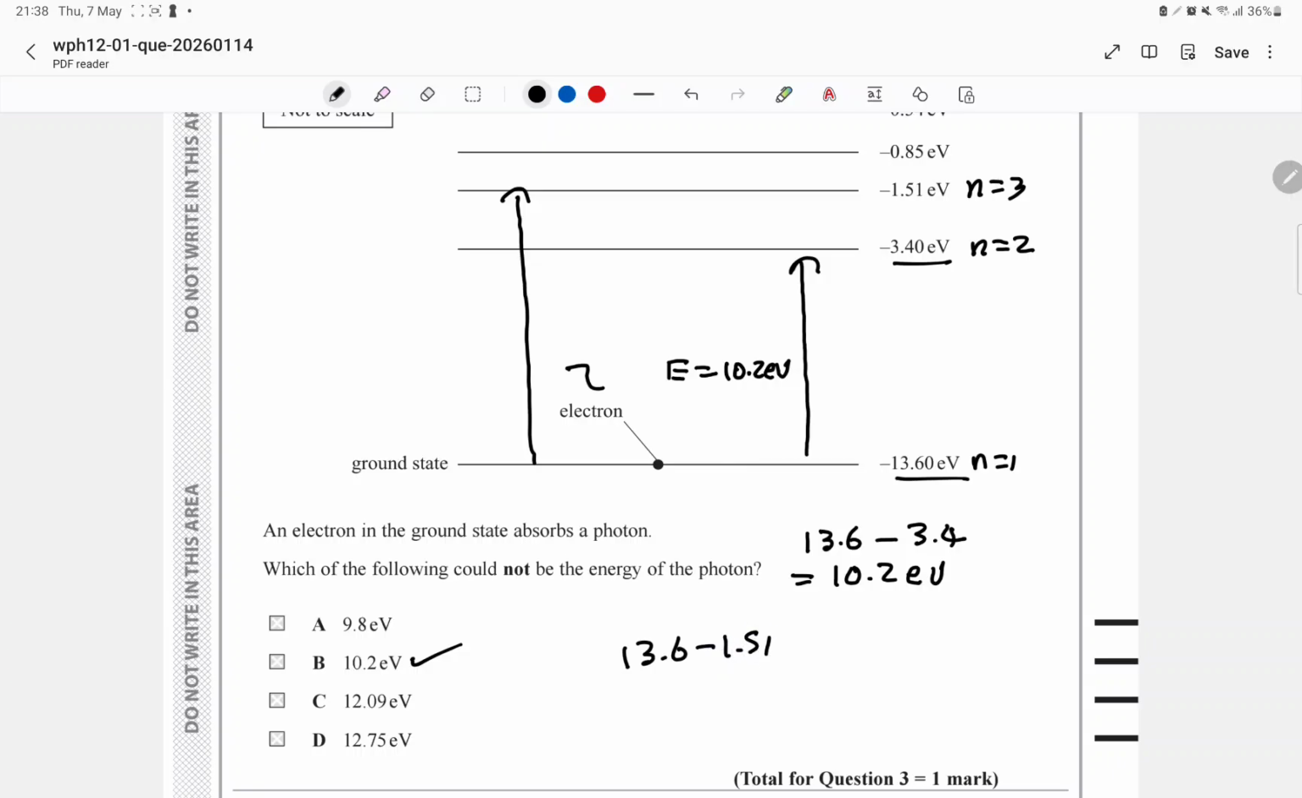This one, I need a calculator. 12.09 electron volts.